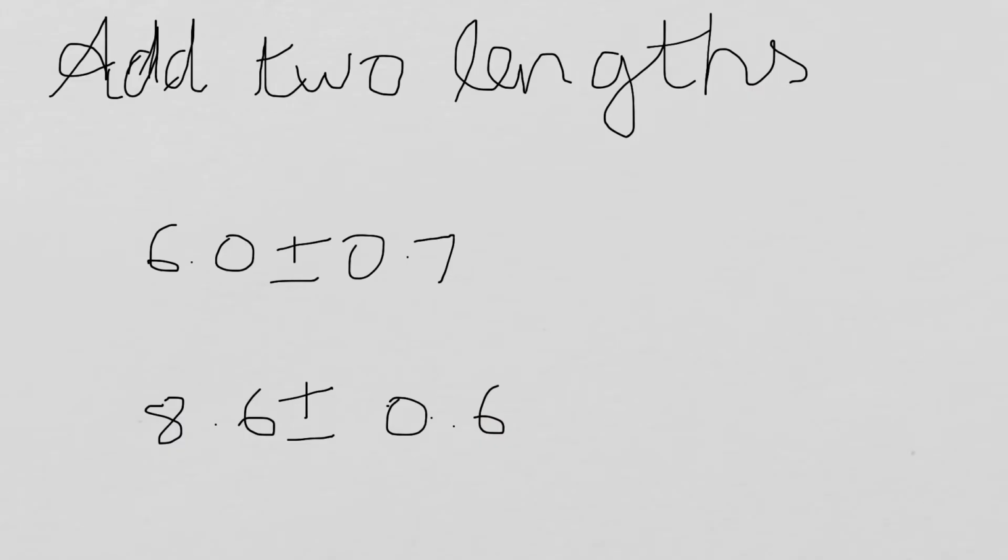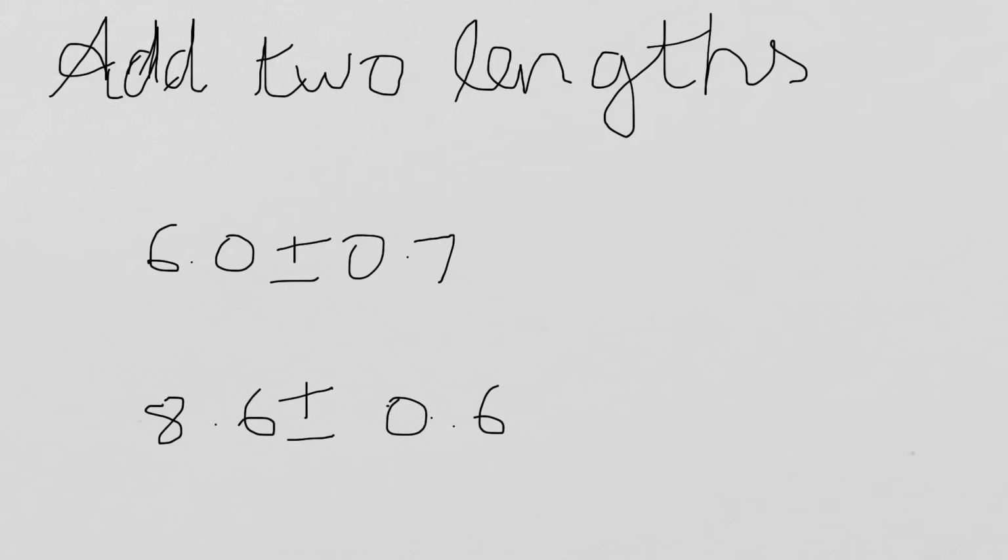So here they have given two values. First is 6.0 plus or minus 0.7 and second is 8.6 plus or minus 0.6. So 0.7 is the absolute uncertainty of the first, and 0.6 is the absolute uncertainty of the second one. This absolute uncertainty is also called the tolerance value. So let's start and do the addition of this.